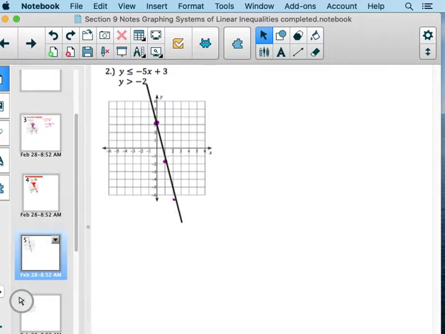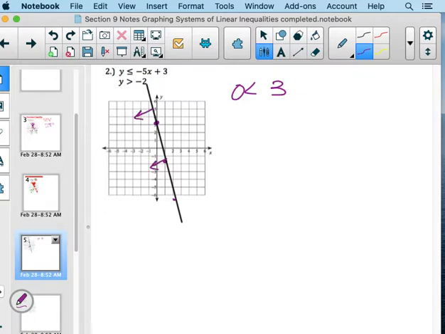And now which direction would I shade? Again, I want to see if 0, 0 would be true or not. So is 0 smaller than 3? Because 5 times 0 is 0. Okay, so it is smaller than 3. So I want to shade towards 0, 0. Okay?